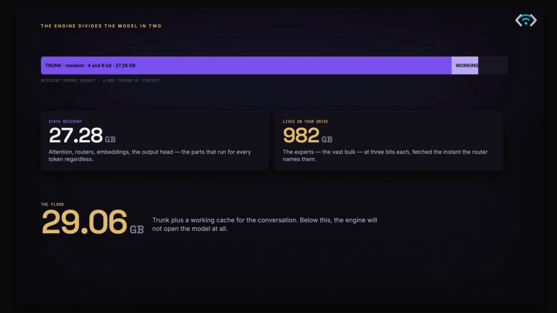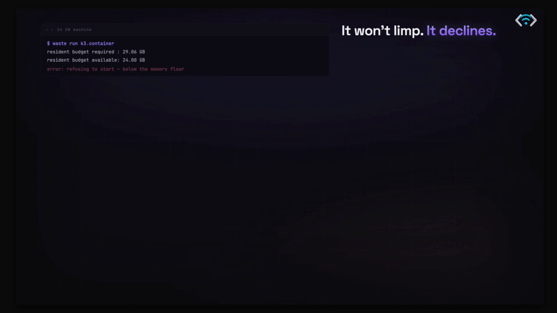And I like this detail. The engine refuses to start below that floor. It won't limp, it declines. That is unusually disciplined behavior for a piece of software, and it's the first hint of the engineering culture we'll get to.